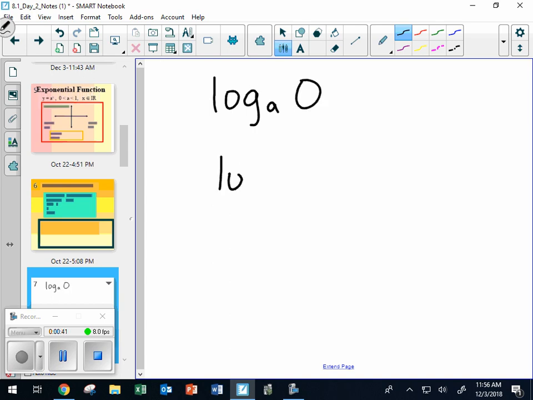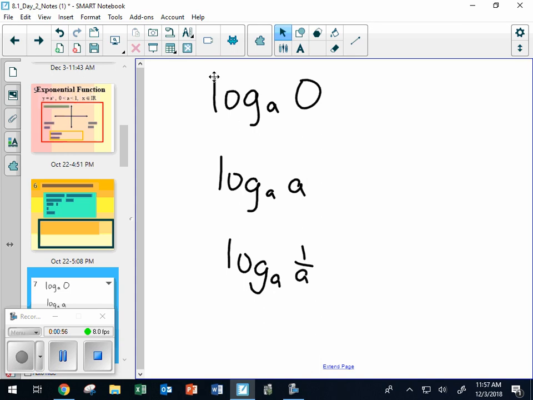So if I give you log base a of 0, log base a of a, and log base a of 1 divided by a, I would like you to solve for our implicit x, which each of these is equal to. And I will give you a few moments to work on that, and I will pause while you do.